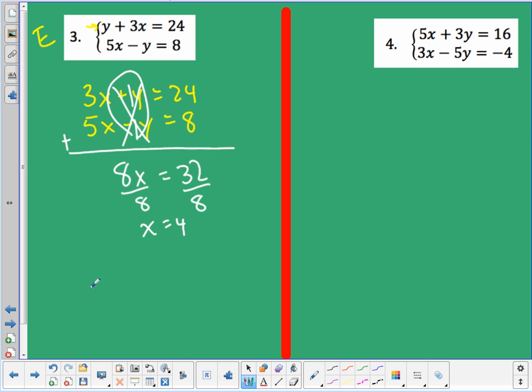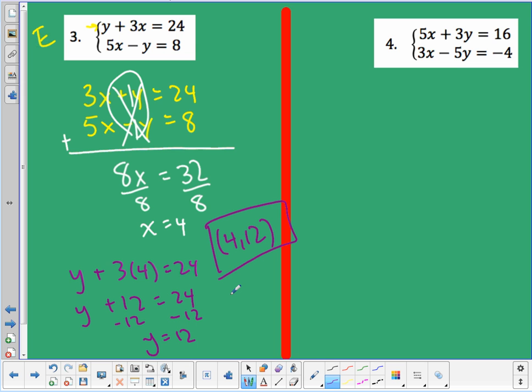So now I need to plug that back in and get the other variable. When I do that, it looks like y plus 3 times 4 is equal to 24. That's y plus 12 is equal to 24. Subtract the 12, and I have y is equal to 12. 24 minus 12 is 12. So my solution here looks like 4 comma 12.